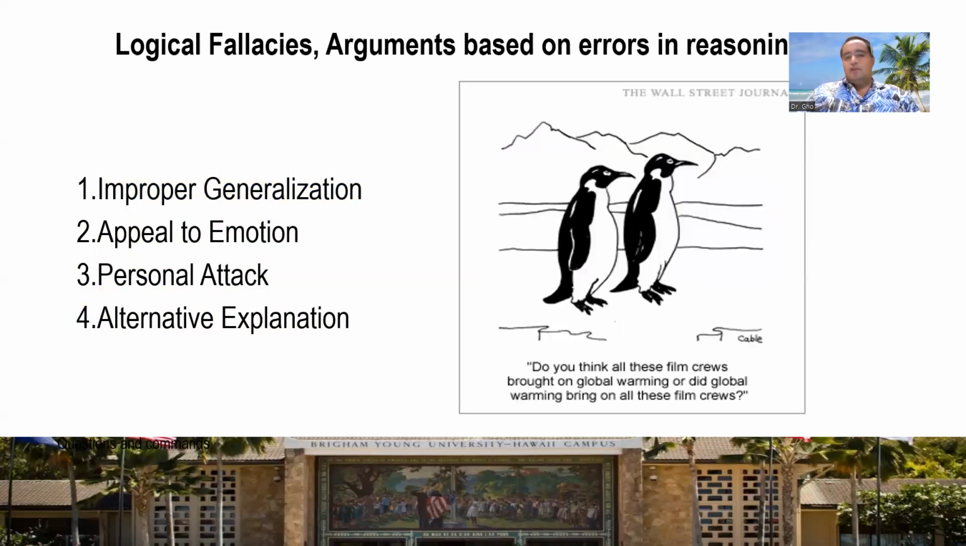"Do you think all these film crews brought on global warming, or did global warming bring on all these film crews?" Go ahead and pause it for a second and we'll look at it. So there's an alternative explanation. The film crews are correlated with the fact that there's global warming. There are film crews in Antarctica, but really they're not the reason why there's global warming.